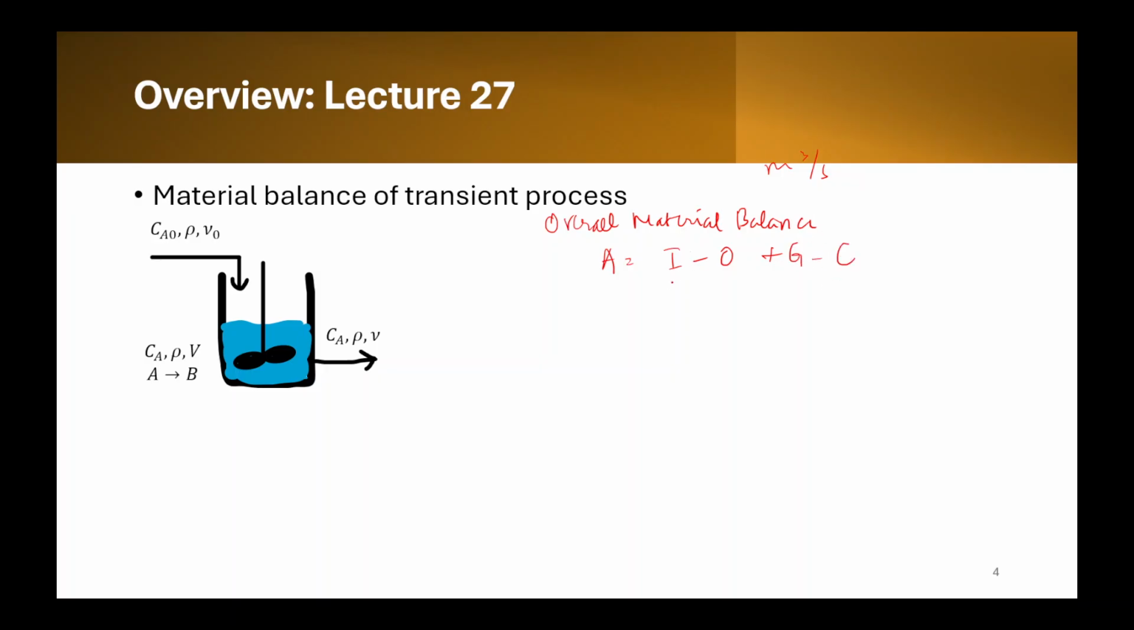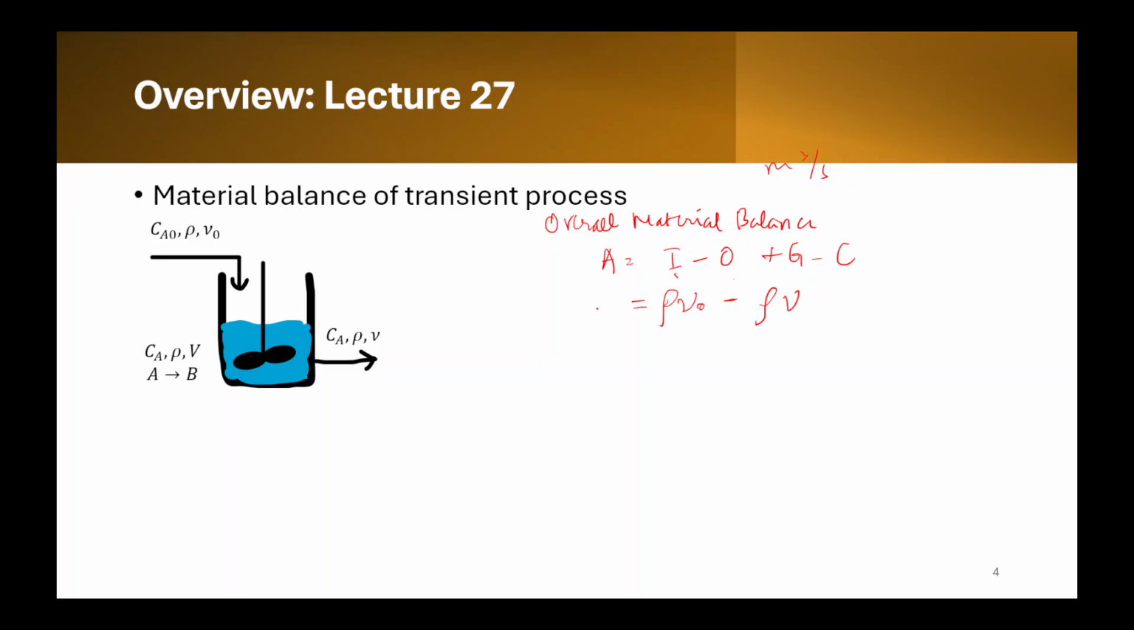In this case, there is an inlet, there is an outlet. Nothing is generated currently, and there is no consumption as such as well. This is because for the overall material balance, it is the overall fluid which is flowing. So we can write whatever is coming in is rho into nu naught. Whatever is going out is rho into nu.